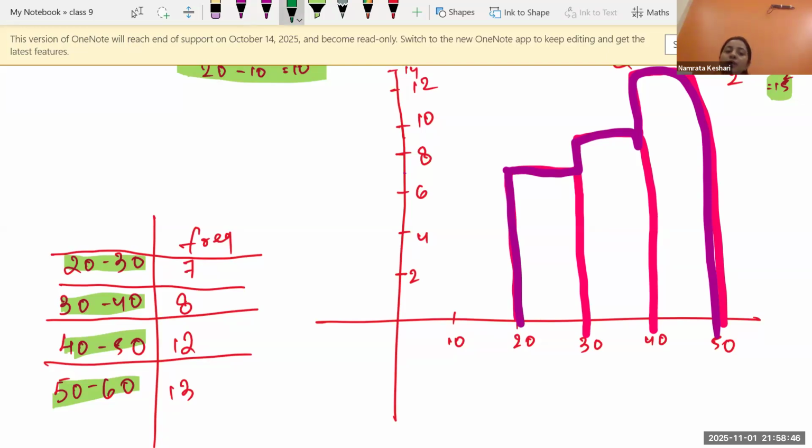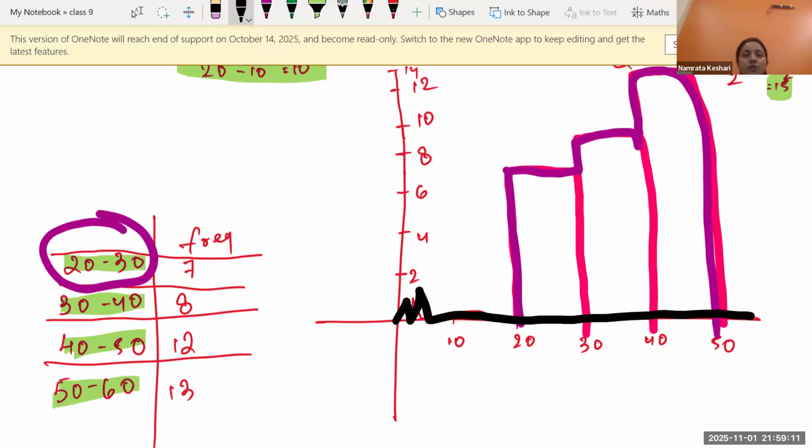While drawing the histogram, if your data starts from 20 directly, not from 0, then here you need to draw a kink or a break like this. That's what I told you last class. This symbol is called a kink or break. We will not draw this kink or break when our data starts from 0, like 0 to 10, 10 to 20. If directly you are jumping to 20 or 30 or 300 or 400, you need to draw this kink or break while drawing a histogram. Clear?